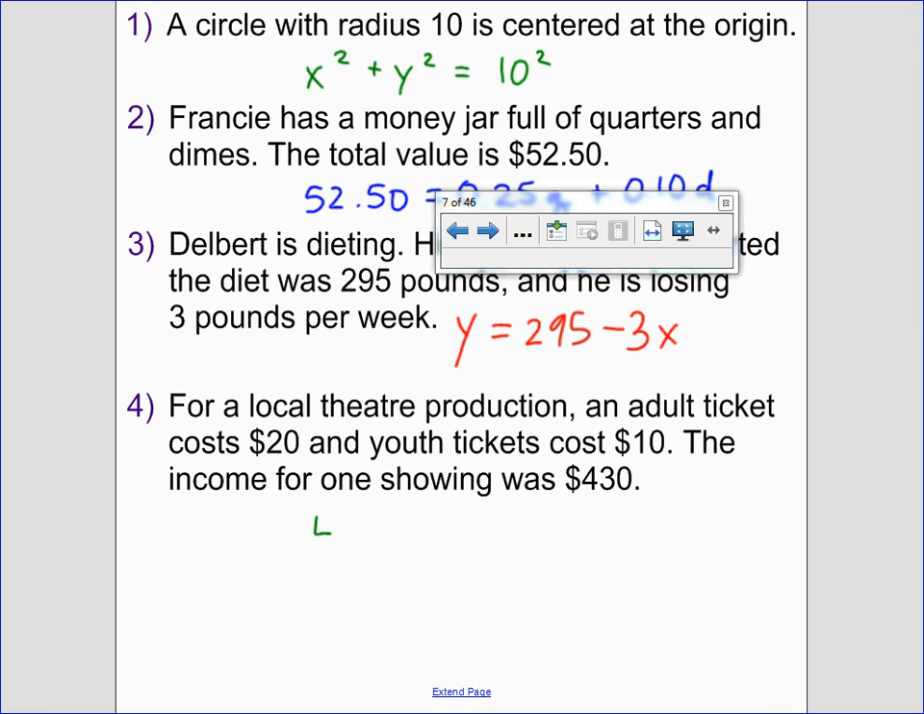430 equals 20x plus 10y, where x is the number of adult tickets sold and y represents the number of youth tickets sold. Awesome. Raise your hand if you did the same thing for number four.